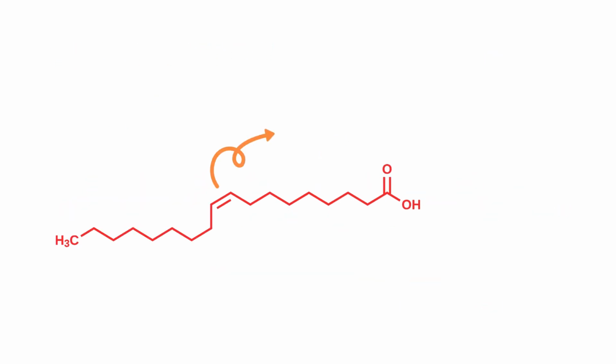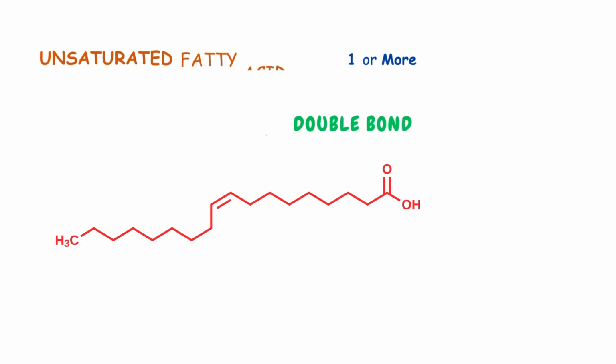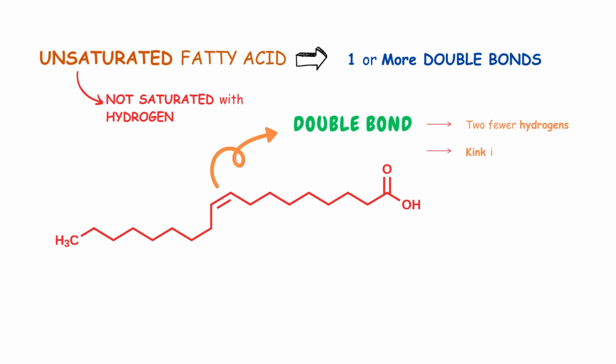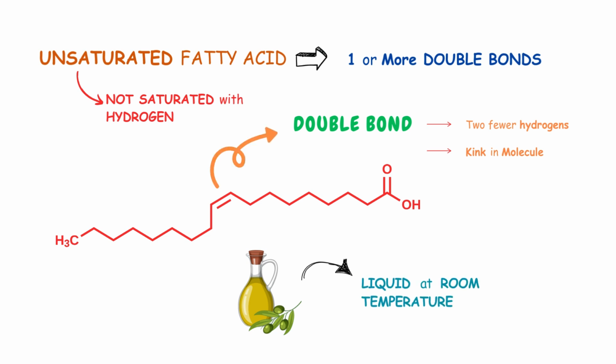Carbons can also have a double bond between them, and when a fatty acid has one or more double bonds, it's called an unsaturated fatty acid because it's not saturated with hydrogen atoms. For every double bond there are 2 fewer hydrogen atoms. A double bond causes a kink in the molecule, so the triglycerides don't pack together as nicely as saturated fats. As a result, unsaturated fats are usually liquid at room temperature.